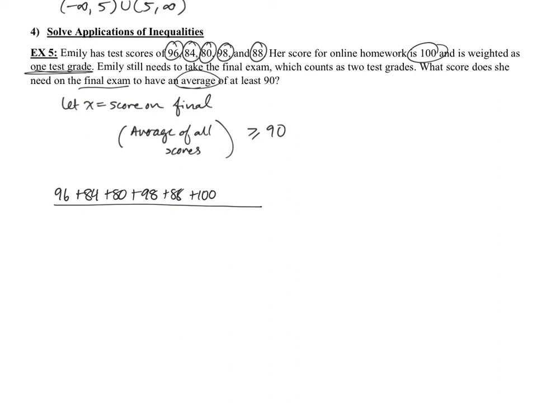And then her final exam, it doesn't just count as one grade, it counts as two. So how can I represent that? It's two test grades. So for example, if she got an 80 on her final exam, we would count it twice. So how can I represent that with x? Well, I would just write that as 2x, because I'd count it twice. And then we're dividing by the number of items we have, because remember, we're taking the average. So 1, 2, 3, 4, 5, 6, 7, 8 items.